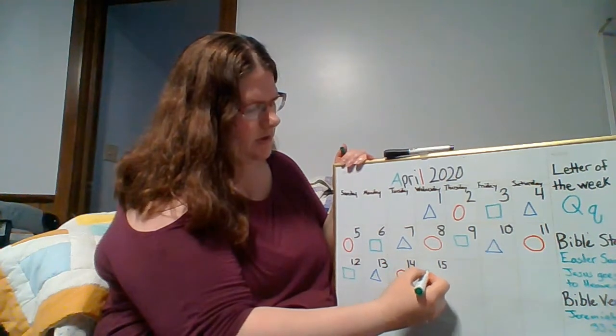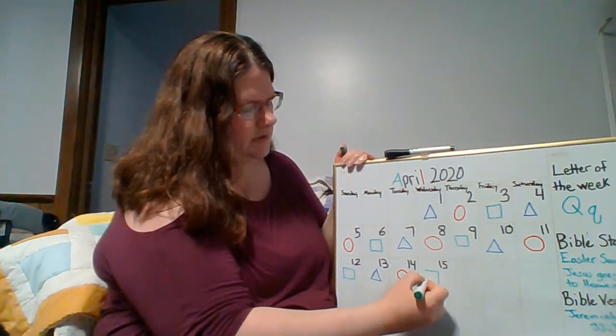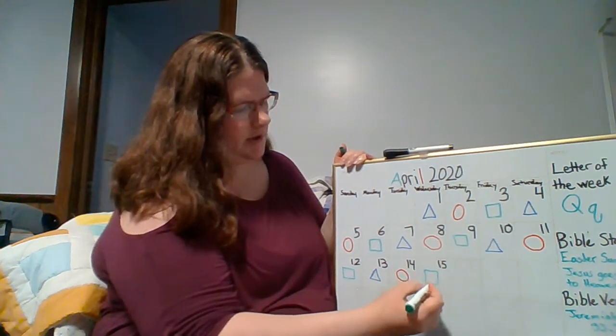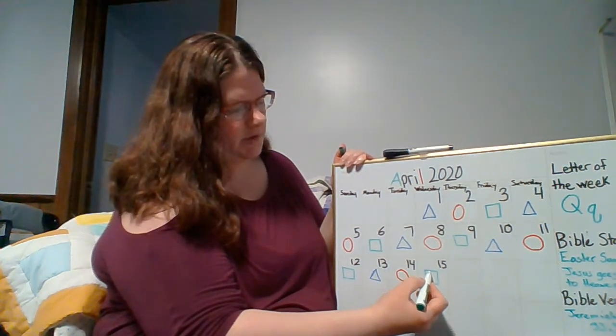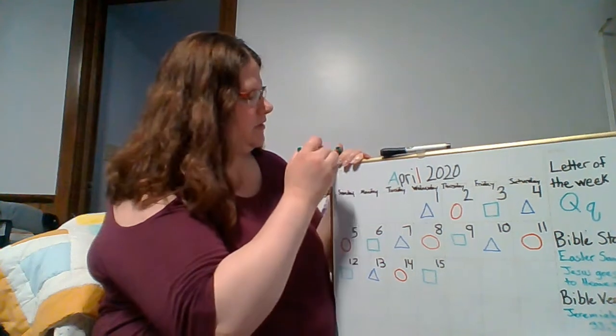And squares have 4 sides that are all the same size. And they have 4 corners. Let's count them. 1, 2, 3, 4 sides. And 1, 2, 3, 4 corners.